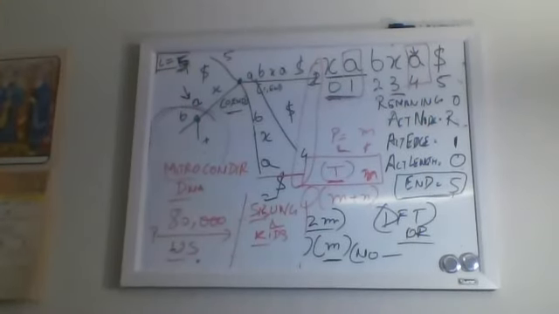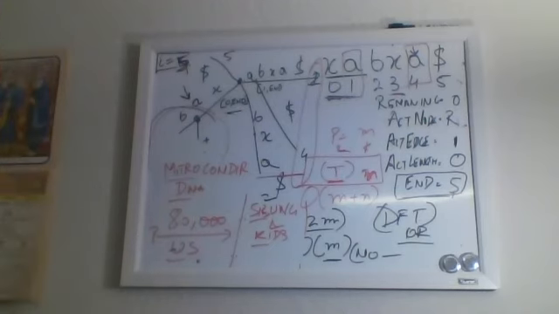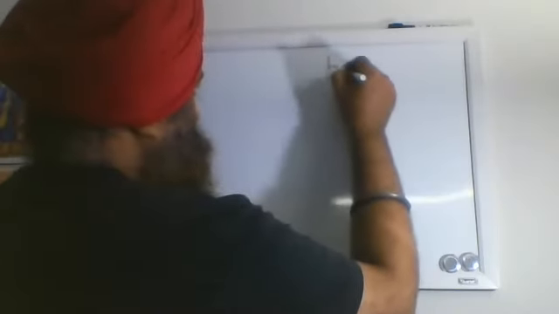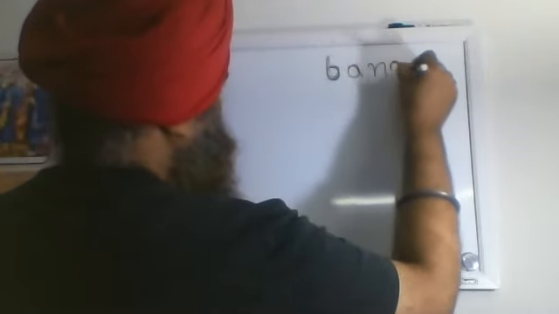Let me take another example of a bigger word and try to explain how the linear time works. That might actually help. Let's take an example of a word like banana.